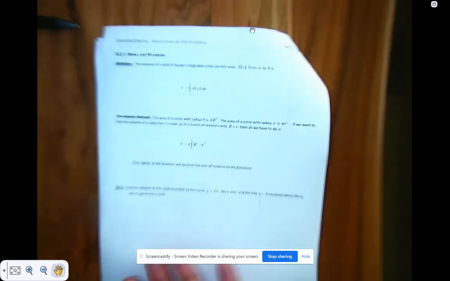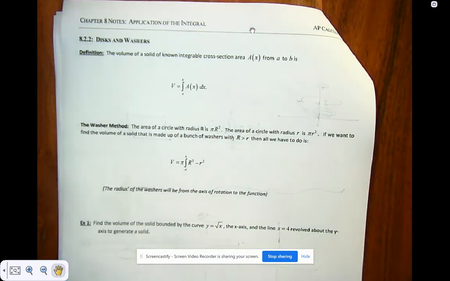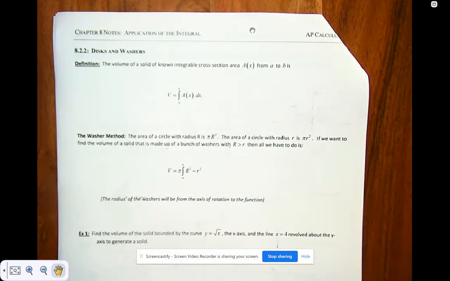So I just posted homework. You'll see homework for 8 to day 1 and day 2. You want to do that after this lesson because I think there's a couple discs, a couple washers, and then a little bit more of both.